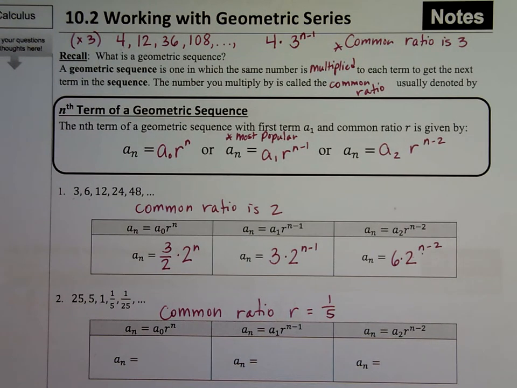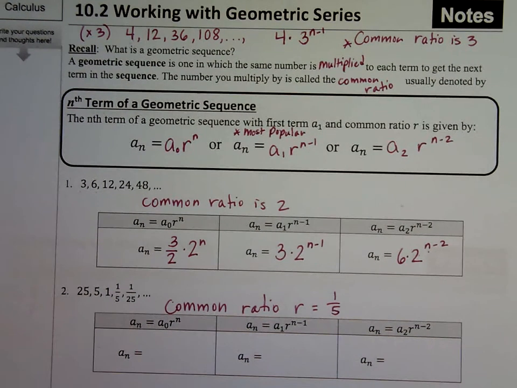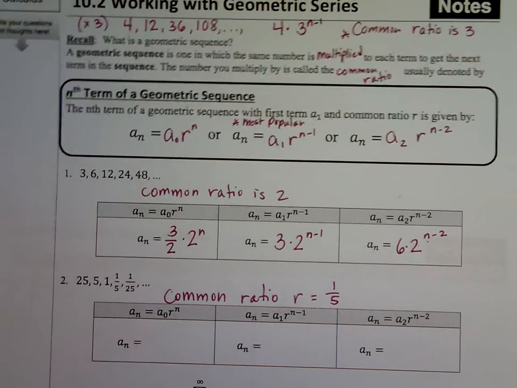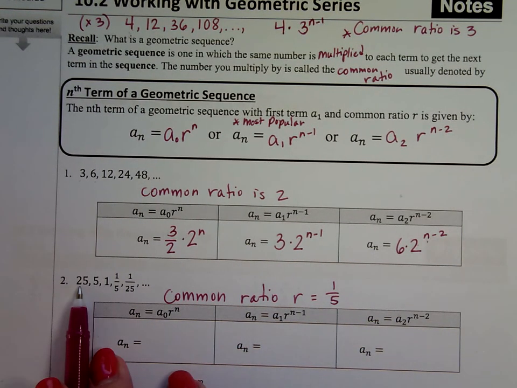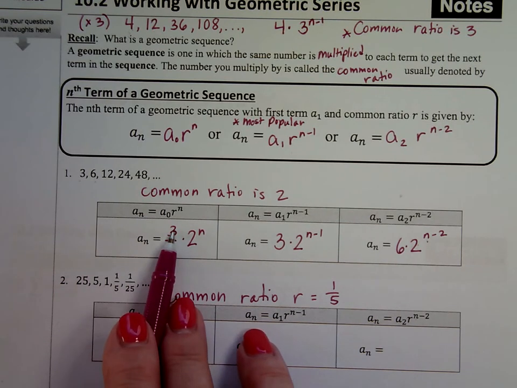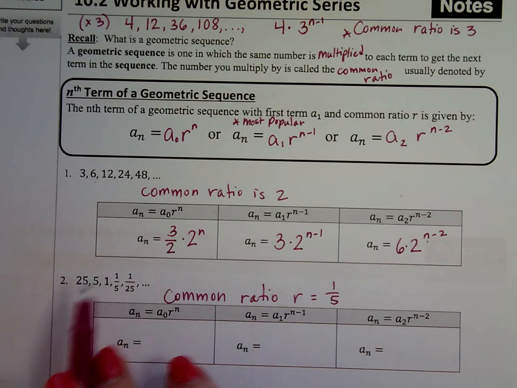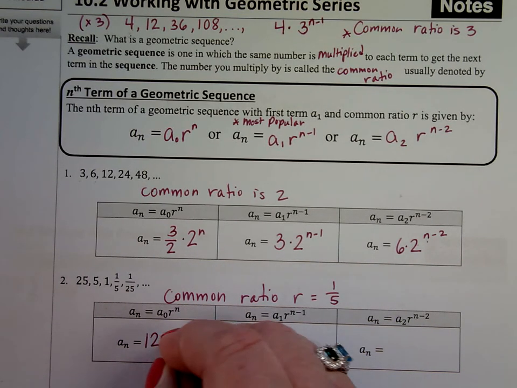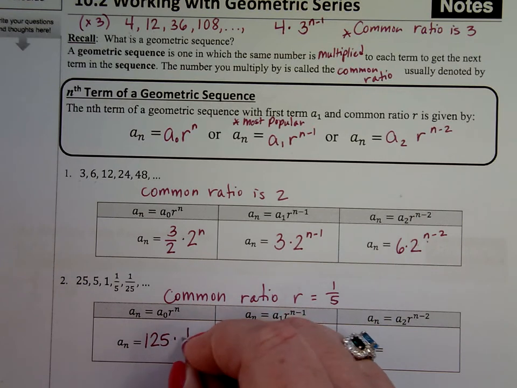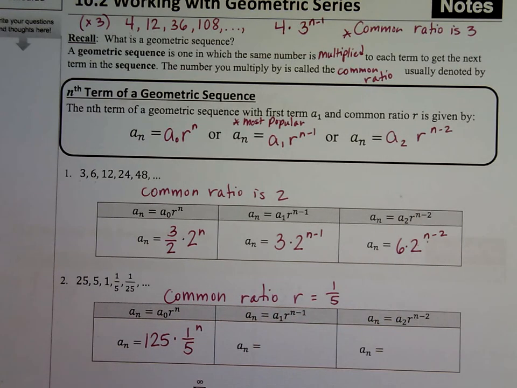So this time I have to take my terms and figure out what they're going to be for the formulas. This one's a little bit trickier. So I have 25, but I have to divide it, just like I did up here. I divided that first term by my common ratio. First term divided by 1/5 gives me 125. And then it would be times my ratio, 1/5 to the nth power.